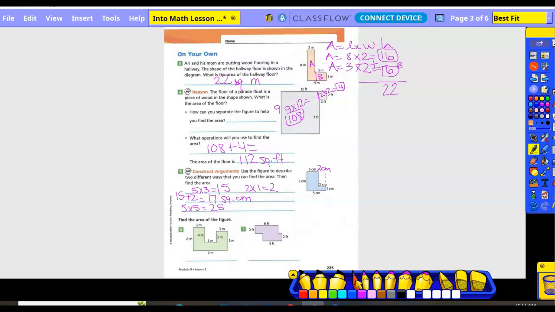What about this though? 5 is that whole dotted line plus that little segment. So we need to get rid of that little segment, right? So what, 5 minus 1 would be 4. So this right here would be 4 centimeters. So 2 times 4 is 8. And in this case, are we adding? No, we are subtracting. So 25 minus 8 equals 17. So did we get the same answer? Yep. We just did it a different way.